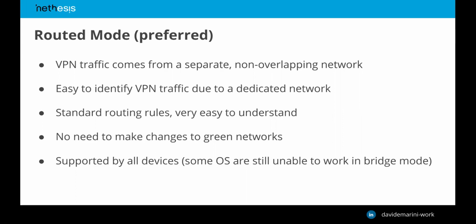In routed mode, which is the preferred one, all VPN clients receive an IP address from a subnet different from the green network. This means that the subnets are not overlapping. For this reason, it is very easy to identify VPN traffic. Routing is very simple and we don't need to make changes to our green network. Another important reason is that a routed VPN is supported by all devices.